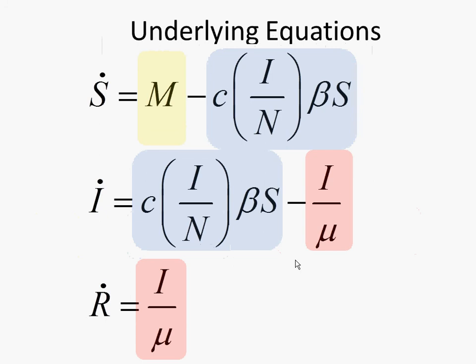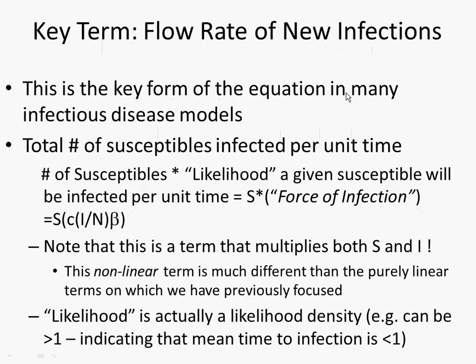So we consider how many people each of these susceptibles total come into contact with per day, say. We multiply that times the fraction of all those people in the population that are infective, I over N. That will give us how many infective people they come into contact with per day, times beta, the chance per contact that they'll get infected. And that gives what's called the force of infection, which we multiply times S, okay? So the force of infection is the likelihood a given susceptible will be infected per unit time. So the likelihood is C times I over N times beta. And to figure out how many susceptibles get infected per unit time, it's S times that likelihood, times that force of infection, okay?